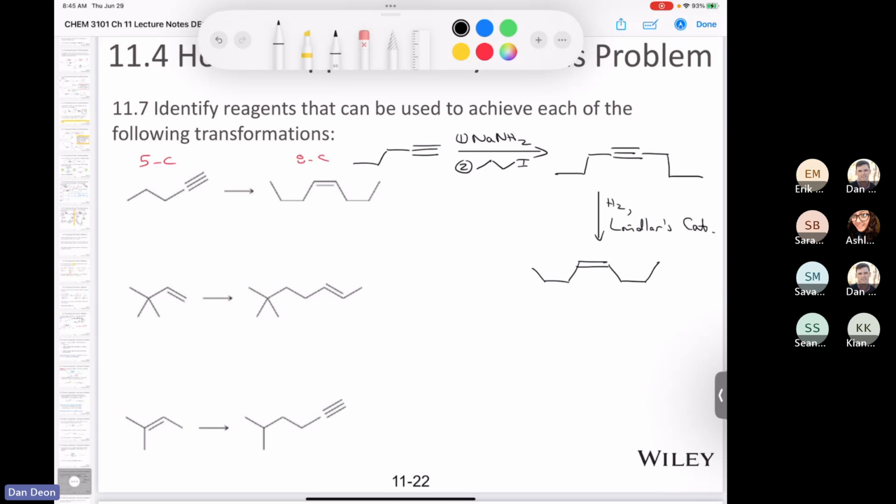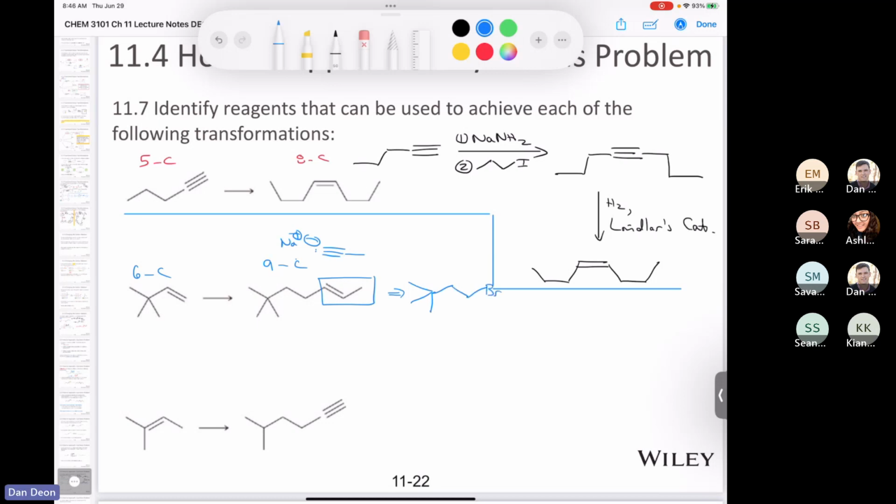So the next question. Let me just make some room here. We're taking a compound that has 6 carbons, and then we're making something that has 1, 2, 3, 4, 5, 6, 7, 8, 9 carbons. This one's kind of an interesting problem because really the only way to add these 3 carbons is to use this alkynide. So if you had this alkynide, then you could just do an SN2 on a primary alkyl halide like this. Right, if you had this compound.